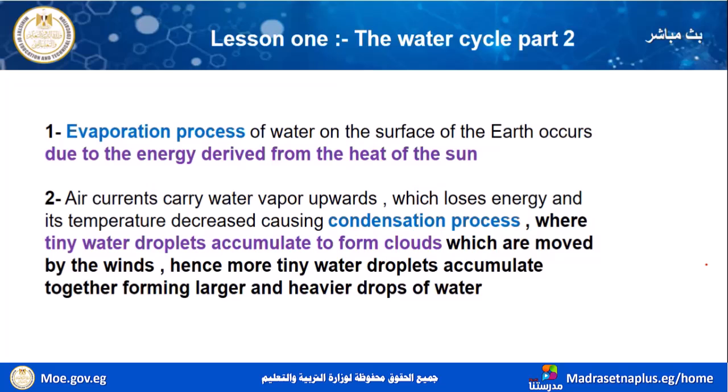Then the wind can't carry the heavier droplets of water, and it starts to precipitate, or rain. It may be snow or hail or rain.